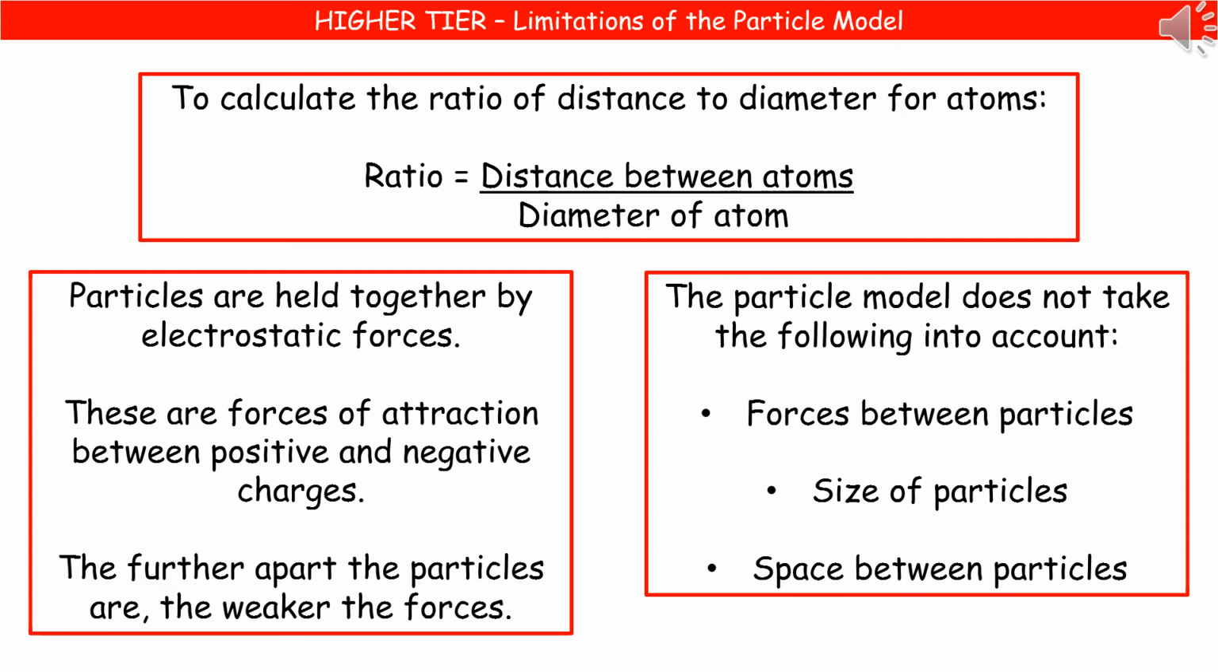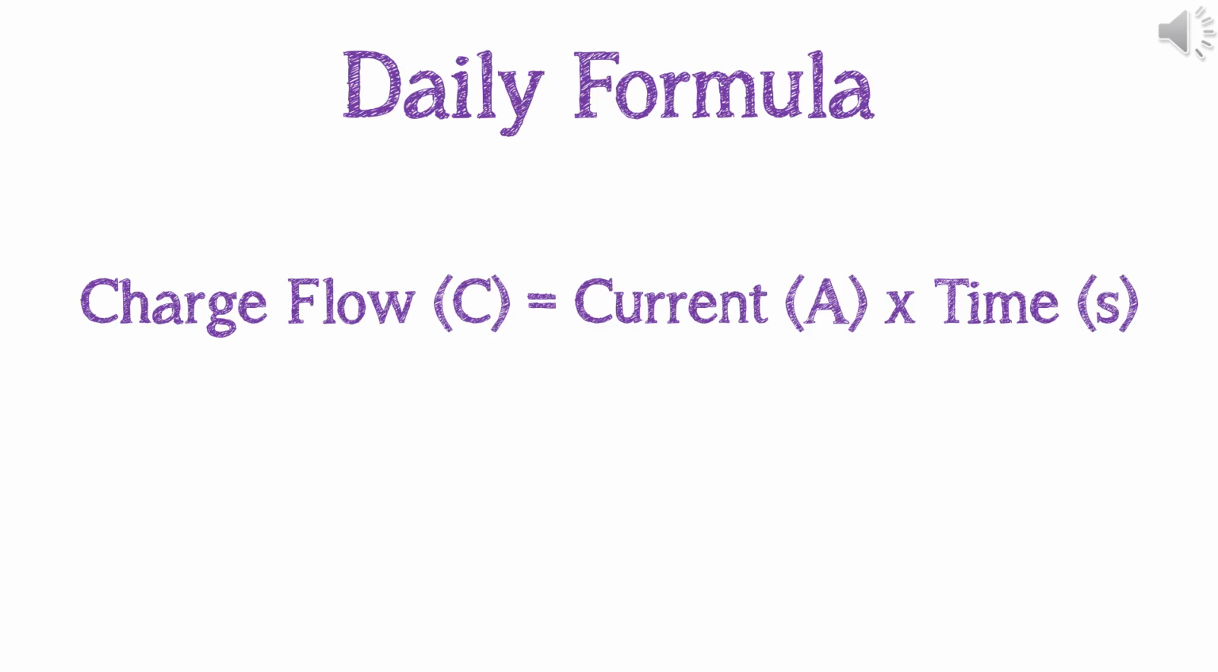We do need to remember that when we're talking about particles, they're held together by electrostatic forces of attraction, and those occur between positive and negative charges. When the particles are further apart, then we have weaker forces. A few things to bear in mind about our particle model in terms of the limitations. It doesn't take into account the forces between the particles, the size of the particles, or the space between the particles. Just a quick reminder of our daily formula of today. The charge flow in coulombs is the current in amps times the time in seconds.